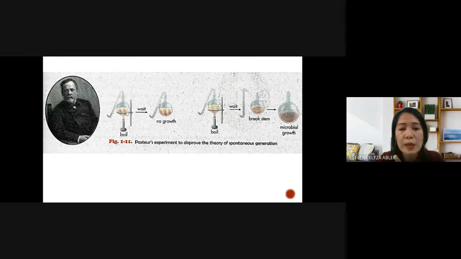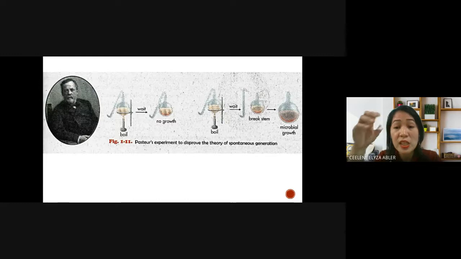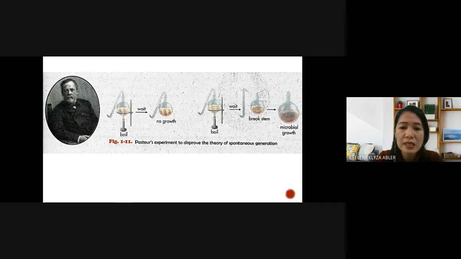So he boiled it. So hindi daw kailangan na you have to put a cork over the flask. So, hindi daw kailangan. It's just that yung napapansin niya is that it's actually the air that also contains living organisms. Doon parang na-prove nila that hindi daw possible talaga ang spontaneous generation. So, hindi daw talaga pwedeng magkaroon ng living organism out from nothing.